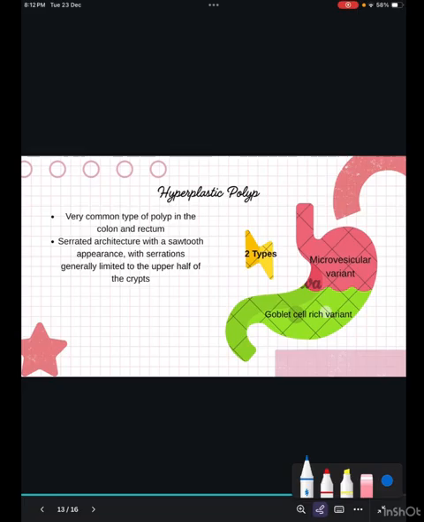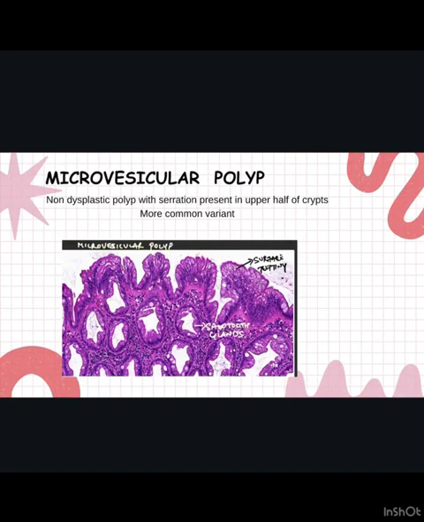The next form of polyps that we will discuss is the hyperplastic polyp. Now hyperplastic polyp is a very common type of polyp which is seen in the colon as well as the rectum. So there is usually a serrated architecture with a sawtooth appearance and the serrations are limited to the upper half of the crypts. This is very important to note. The two types of polyps are goblet cell rich variant as well as the microvesicular variant.